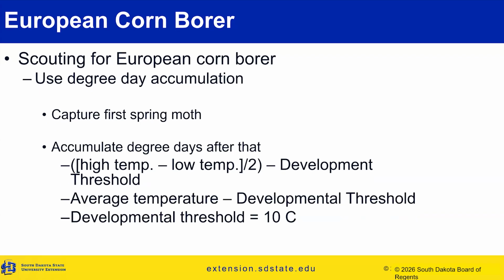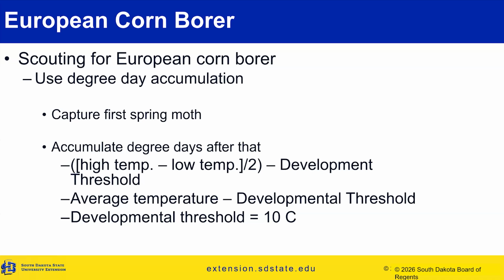And the developmental threshold for the European corn borer, I currently have that in Celsius. I apologize. But I believe it's about 48 degrees. Pat or Phil, you can chime in. You can Google that quick and let me know. But that's what you're doing.